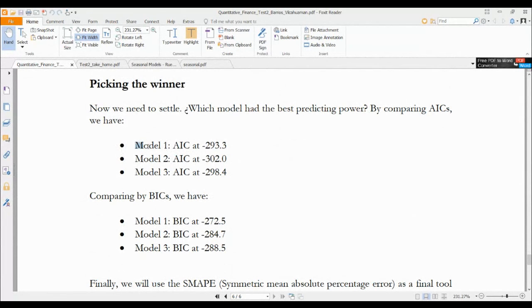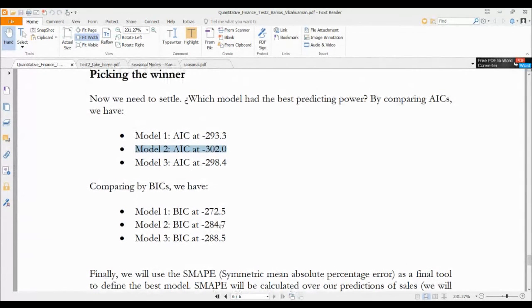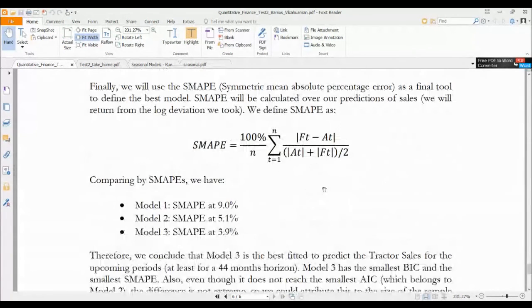They do all of their AIC. The second model looks better on AIC terms. In the case of the Bayesian information criterion, it is also the second model that looks best. No, it's the third model that looks best. And then they calculate their symmetric mean absolute percentage error.